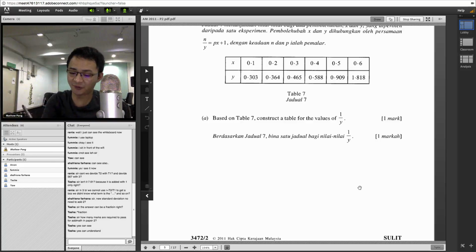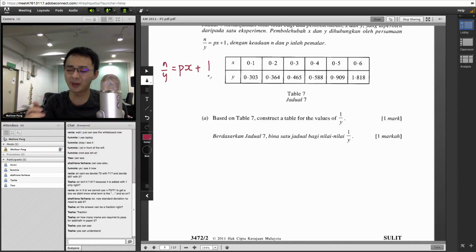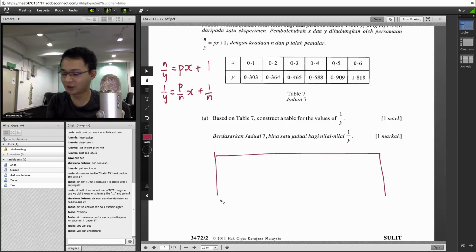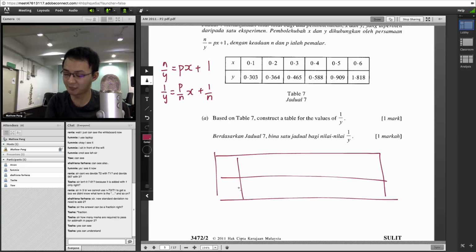So, of course, first thing before I do a table, I will copy down this equation, because normally I prefer to solve the equation first. In order to make 1 over y the subject, I will move my n to the other side. So, 1 over y, I move my n to the other side, which basically means divide by n. P over n x plus 1 over n. Means I divide n for every single term. So, you just construct the table. It's quite simple. X remains because here it is actually x. If this is x squared, then you have to square it. And this is 1 over y.